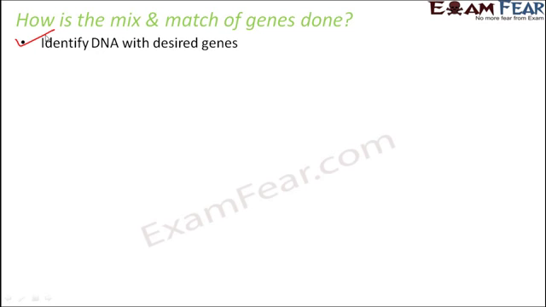Now, just knowing which is the desired gene is not enough. You also need to locate that particular gene, because on the DNA you have thousands of genes. From those, you have to identify which gene is responsible for the glow in a jellyfish. Once you are able to identify the gene, then what do you do? You cut the DNA, because as we all know, DNA is a double-stranded structure which is quite long. We are not interested in the entire DNA. We are just interested in that part of the DNA which contains the desired gene.